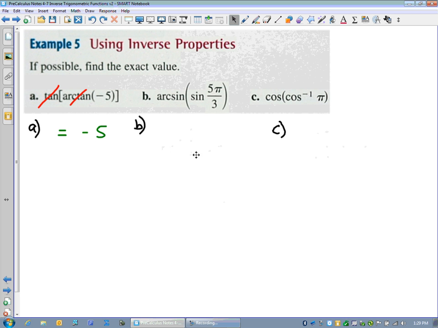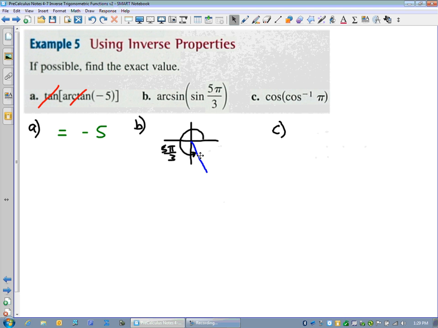For the second one, however, it's not going to be so easy. I would like these to cancel out. However, this angle here, 5π/3, and again, we have the normal function on the inside, so we have to make sure the angle is within the restricted domain. 5π/3 is not within the restricted domain of -π/2 to +π/2. So therefore, if we think about the angle 5π/3, this would be the angle 5π/3. We want the equivalent angle that is within the restricted domain.